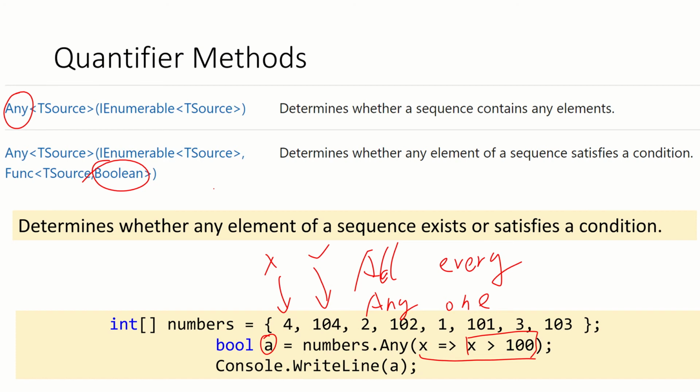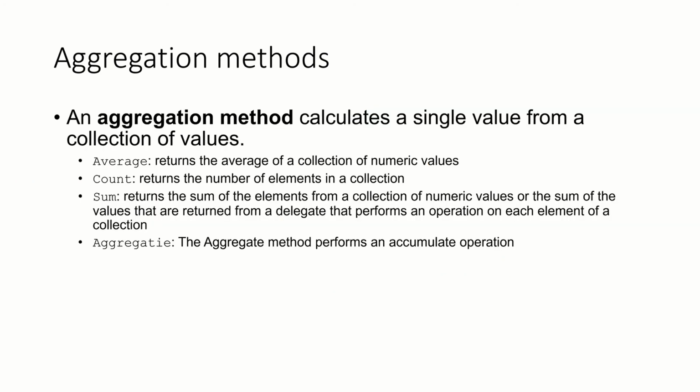Okay, so let's look at another method which we call the aggregation method. An aggregation method will calculate a single value from a collection of values. Okay, so that's some different method.